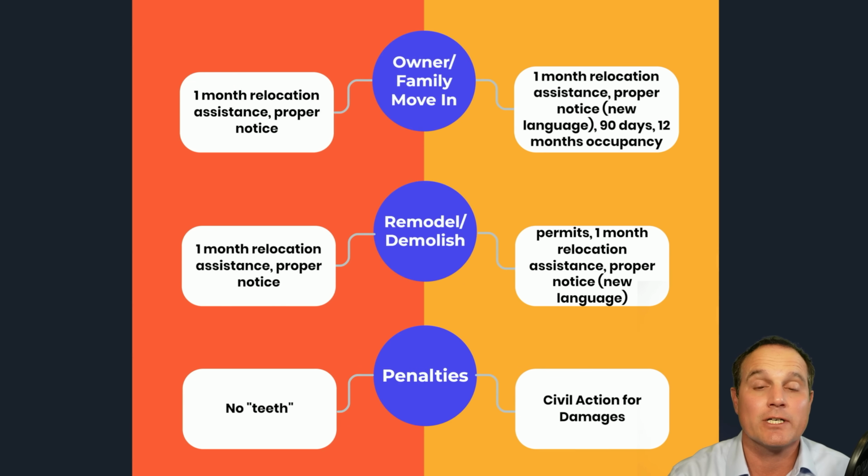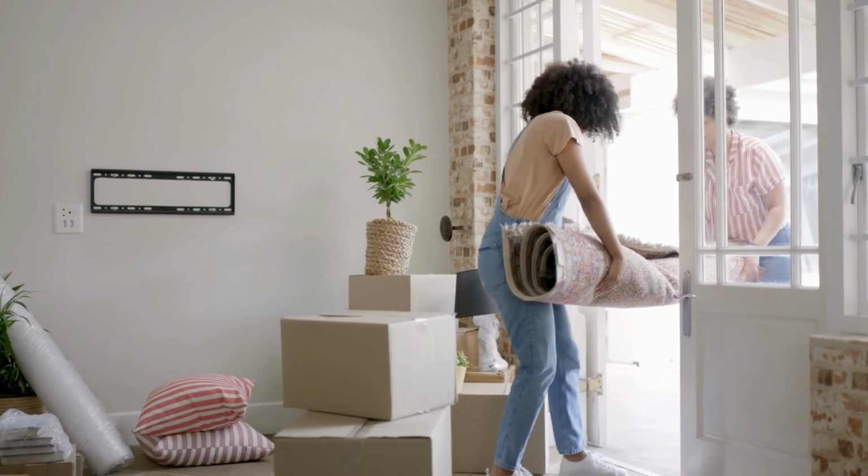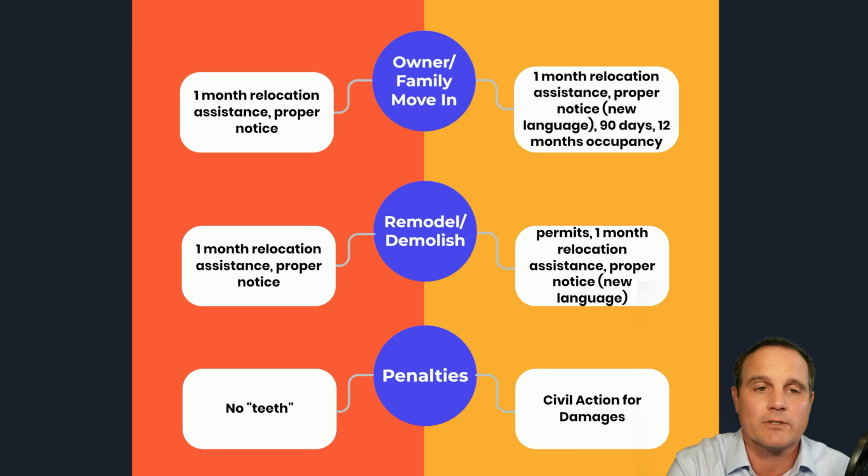So the big changes after April 1st are related to owner or family move into the unit. Before: 1 month relocation, 60-day notice, check that box, good to go. After April 1st, big changes. Still the 1 month relocation assistance, still a 60-day notice, but there's new language on there.